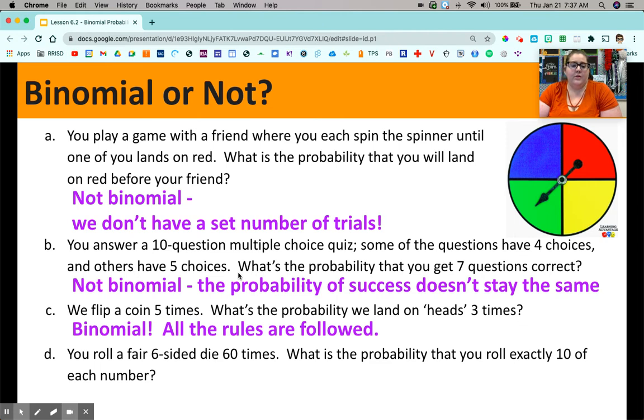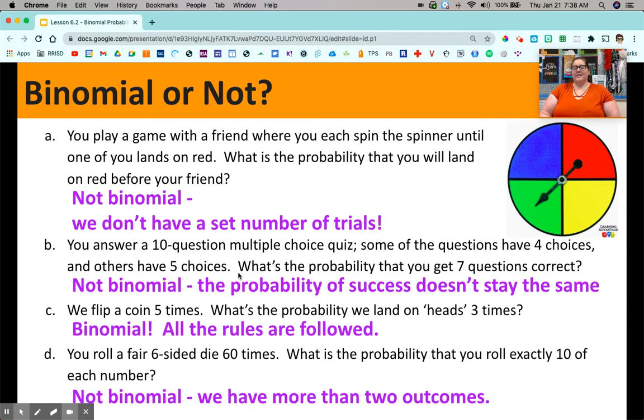And then part D: you roll a fair 6-sided die 60 times. What's the probability that you roll exactly 10 of each number? Right, so this one, we have a set number of trials. The problem is we're not really measuring success versus failure. We're measuring how many times I get a 1, 2, 3, 4, 5, and 6.